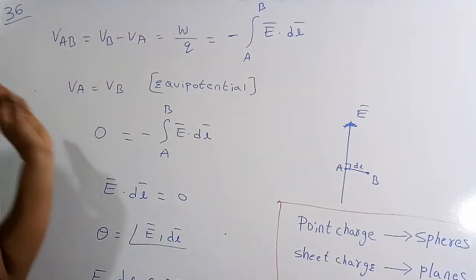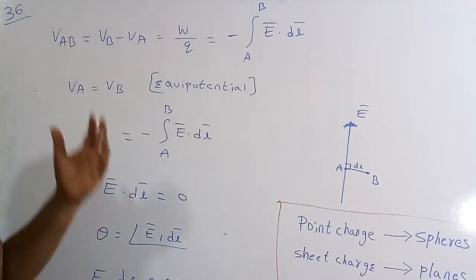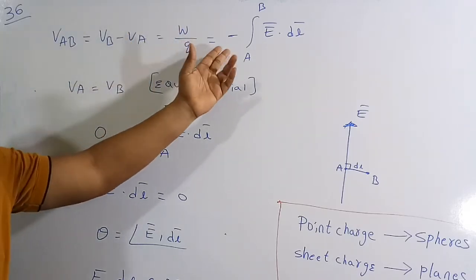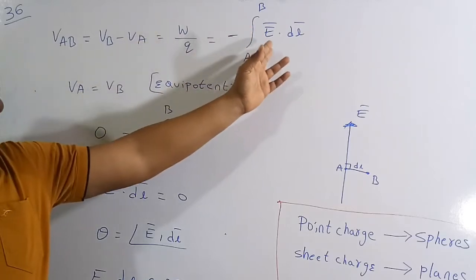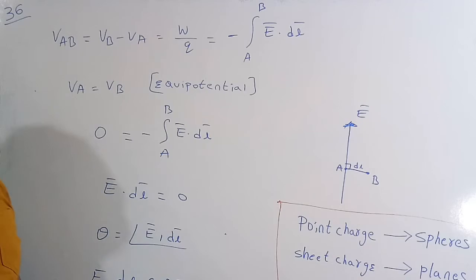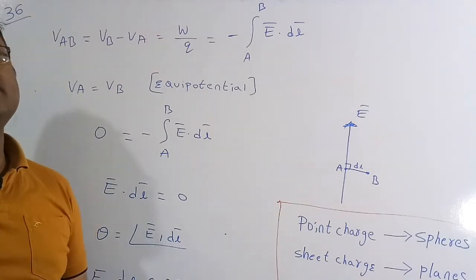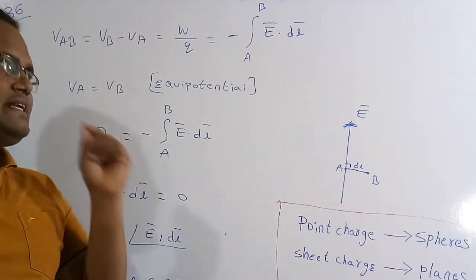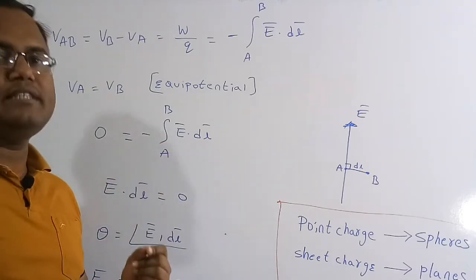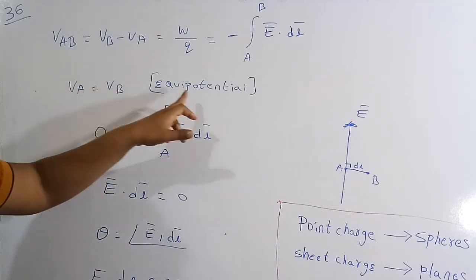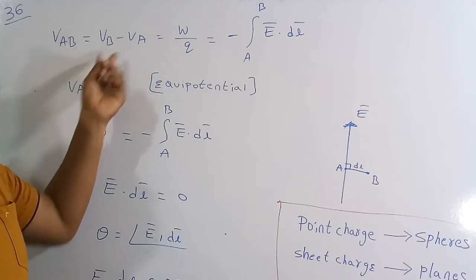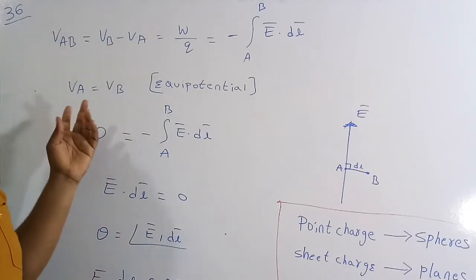So now the voltage difference between any 2 points, VAB is equal to VB minus VA, is equal to work done per unit charge, which is equal to negative of the integral of A to B of E bar dot dl bar. This is the basic expression. Now in the question they are asking about the intersection of the electric field and the equipotential planes. Equipotential plane means on that plane the voltage at each and every point is the same. So if you take an equipotential surface, then the voltages at any 2 points on that surface will be equal. So VB minus VA is nothing but 0, because both are equal.